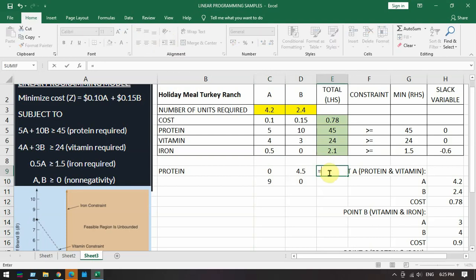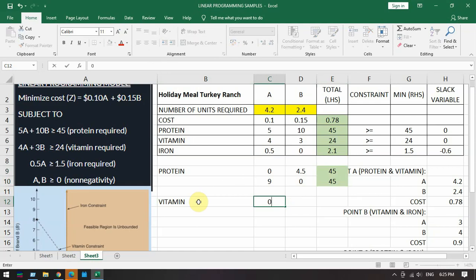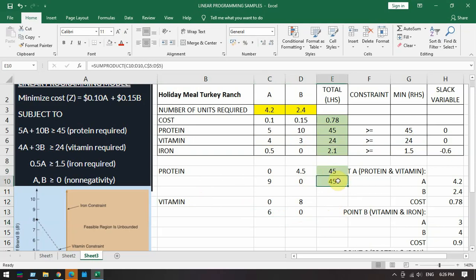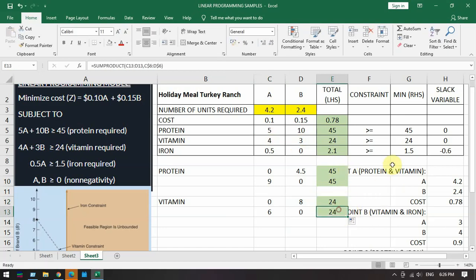So if we do this again to check if our answer is correct, of course this is for protein, so we should get 45. Again, we don't want C5 to move. There it is, it's equal to 45. So our next constraint line will be for vitamin. If A is 0, then B will be 24 divided by 3, that is 8. If B is 0, then A will be 24 divided by 4. Okay? So let's copy the formula here and just adjust it so that it goes to vitamin. There it is. It should equal 24 here.